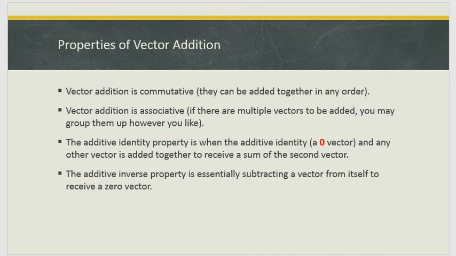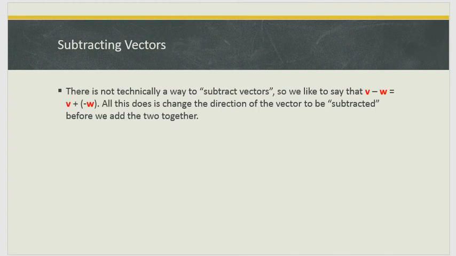Just don't say that it's subtracting, because technically we don't have subtracting. This is what we have. We have that v minus w is actually v plus negative w, which means that we're changing the direction of the second vector, whichever vector we're wanting to subtract, in quotation marks. So you're basically just saying, hey, instead of going this way, go that way, and then I'm going to add you two together.